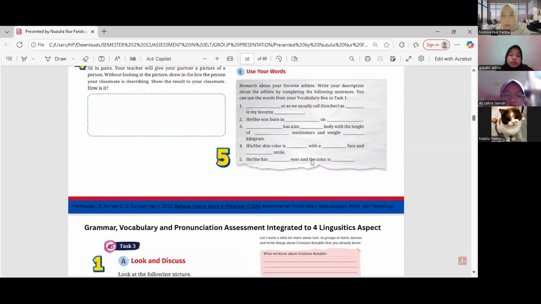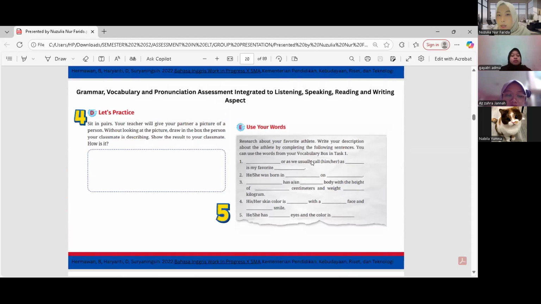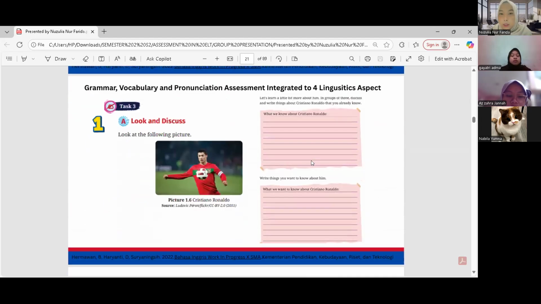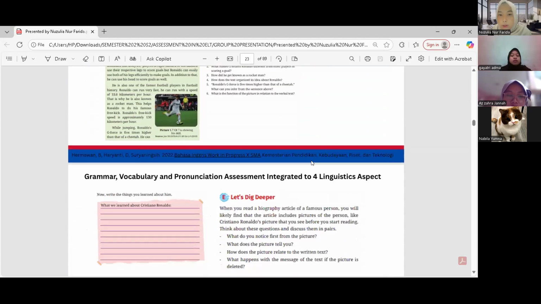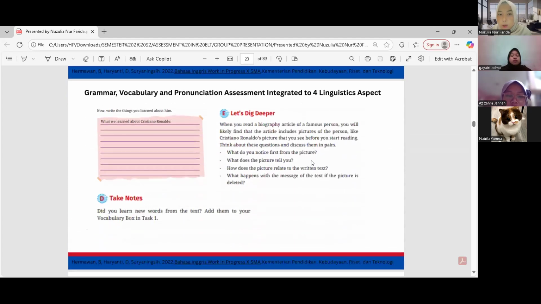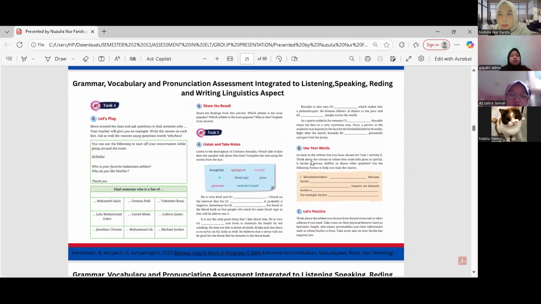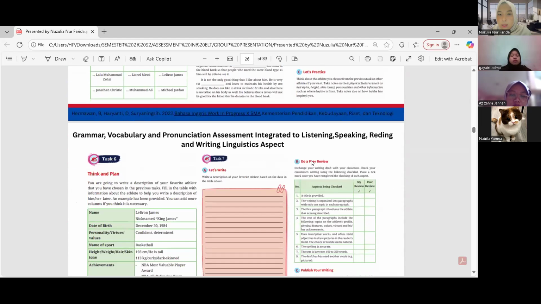Okay, yeah. So here are several tasks provided in the book, so you can read and learn by yourself. Yeah, I think I should skip this, so we would not consume much time. Yes, so here are several tasks.